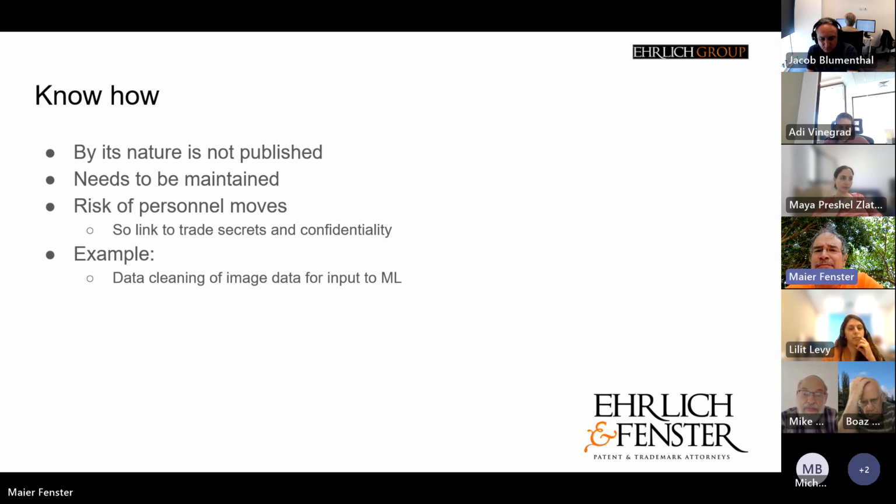And here's a classic example. How do we clean the data before we give it as an input to the machine learning? If you do good cleaning, you can get much better learning. If you don't, oh well.